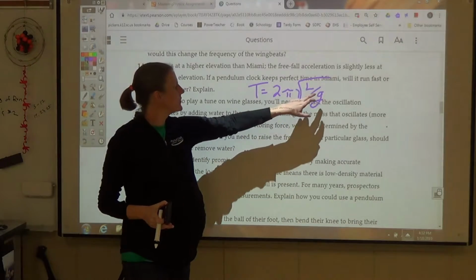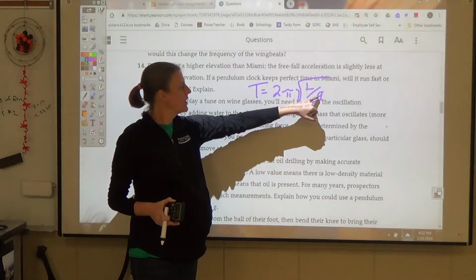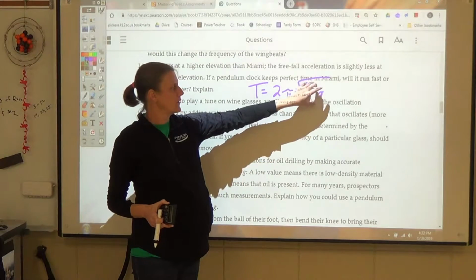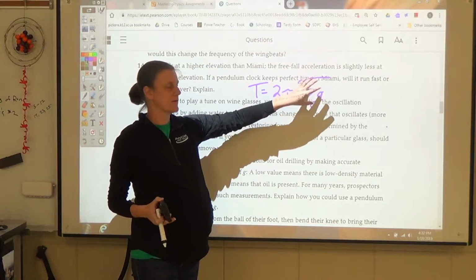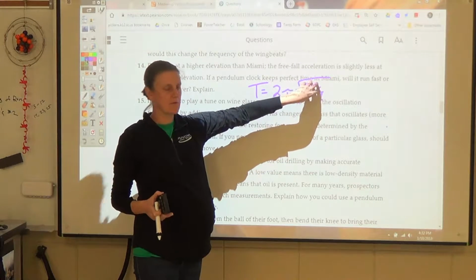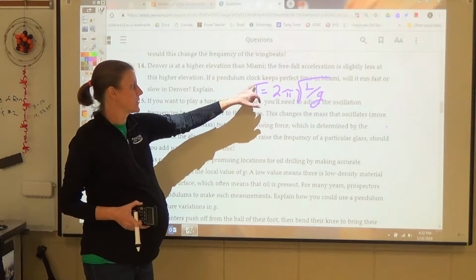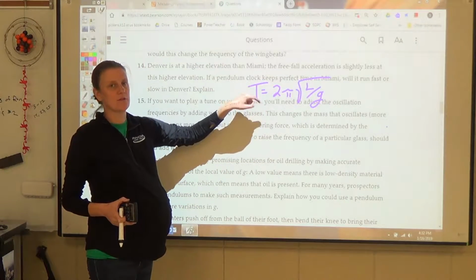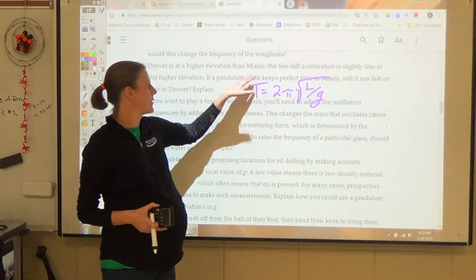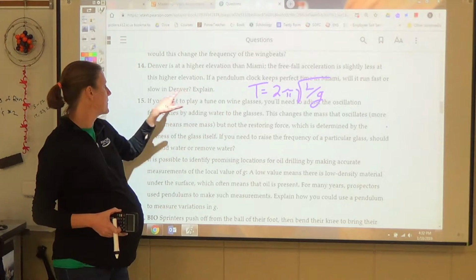Well, if g is smaller in Denver, higher up, so if I've got a smaller denominator, then the overall fraction is a bigger value. So a small denominator is going to make this a bigger value, and therefore just make T itself bigger. So it's going to take more time than it should to be whatever time it's supposed to be. So it's going to take more time than it should. That means it's running slow.